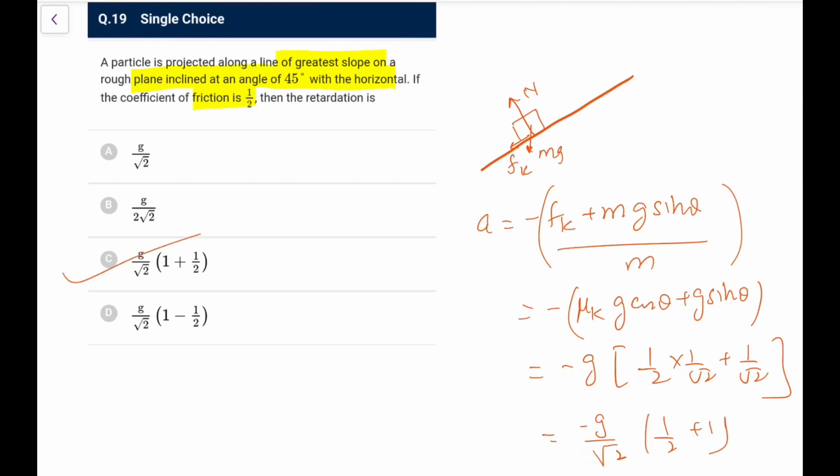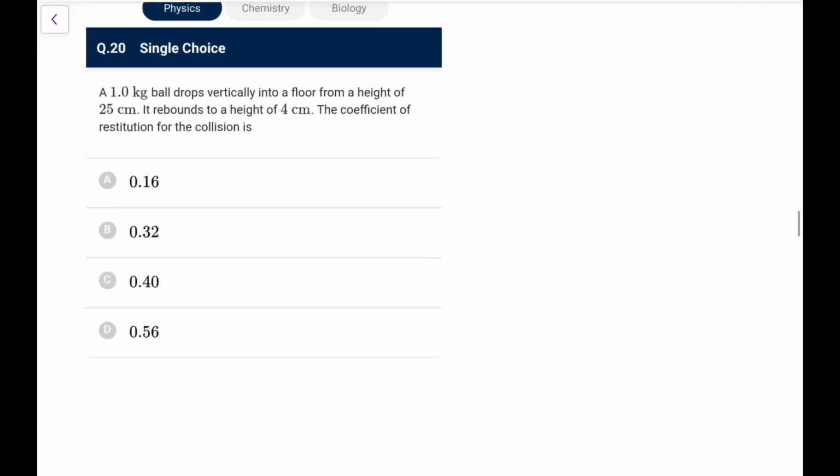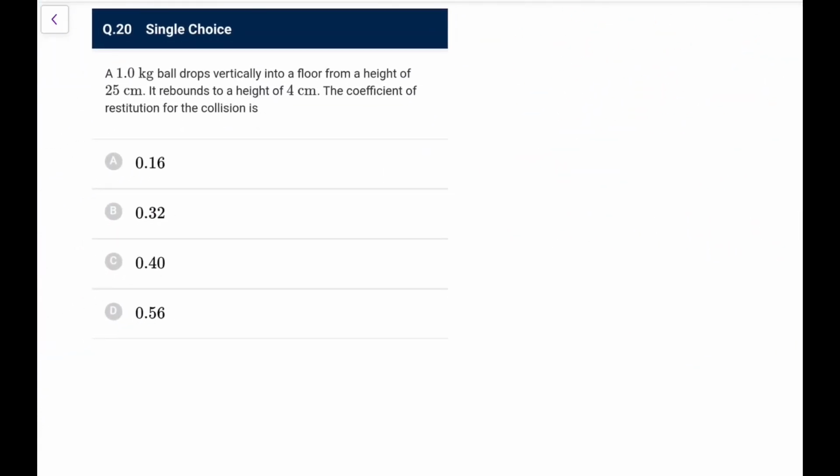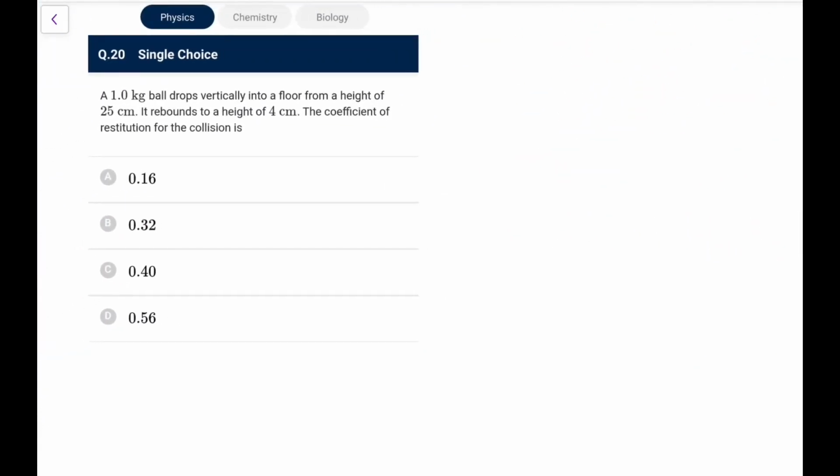So going for option C is the most natural choice for me. Now the next one: a 1 kg ball drops vertically onto a floor from a height of 25, rebounds to 4. The coefficient of restitution is? Now what I remember, if the coefficient of restitution is e, v becomes e times u, or you can say the K final will become e square times K initial.